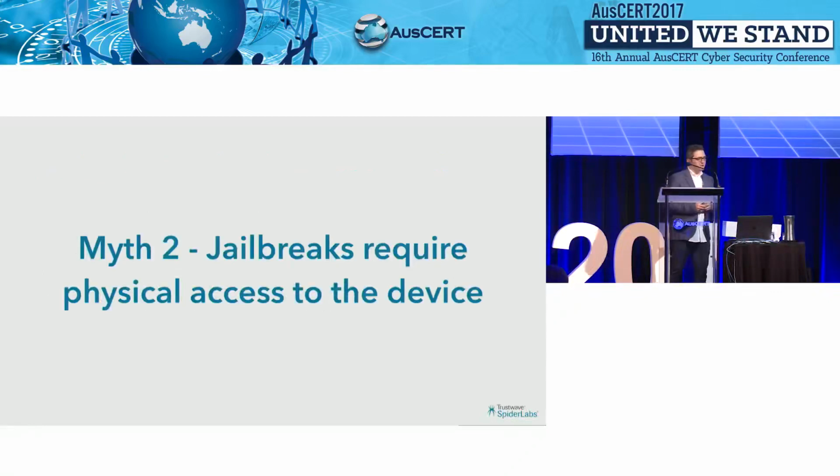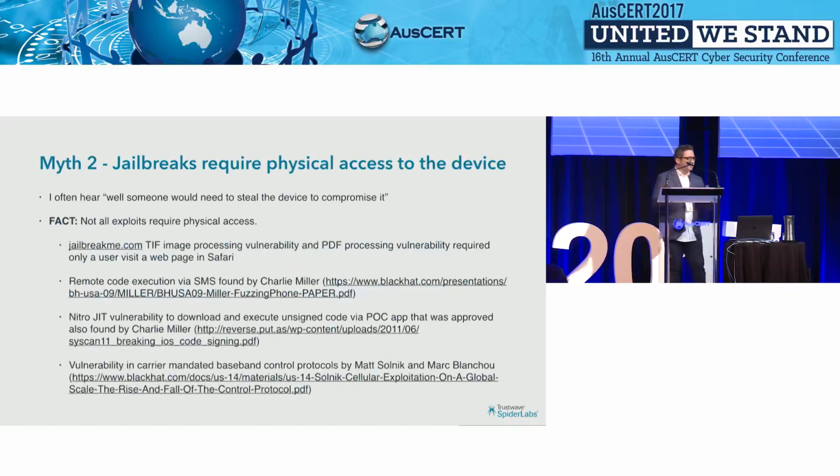Myth two, jailbreaks require physical access to the device. And so you hear this, well, someone would need to steal the device to compromise it. Not all exploits require physical access. Some of these are a little bit old, but there's some new ones there. Historically you got the jailbreak me, the classic one, where you just visited a website and bam. Remote code execution via SMS, found by Charlie Miller. Nitro JIT vulnerability, a JavaScript engine vulnerability, also by Charlie Miller. Don't let him near your iPhone.